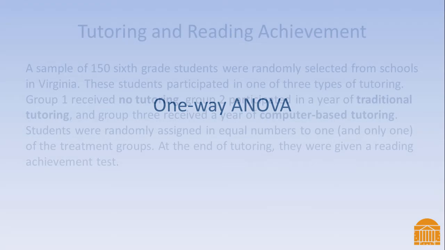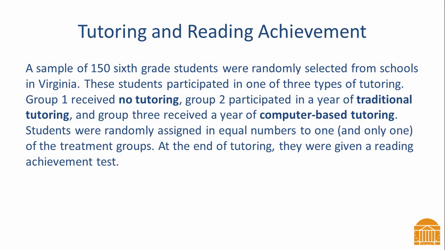One way ANOVA is a statistical procedure for testing the difference among two or more population means. Let's look at an example to put this procedure into context. A researcher wanted to know if the type of tutoring affected reading achievement.